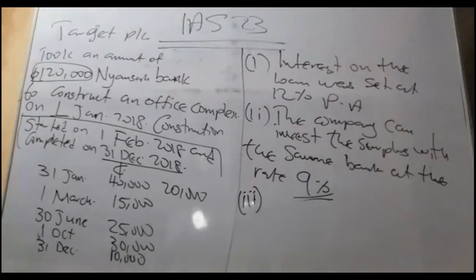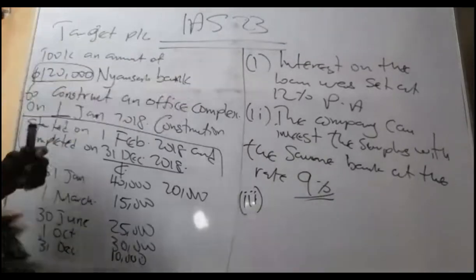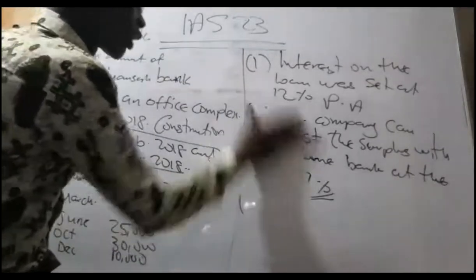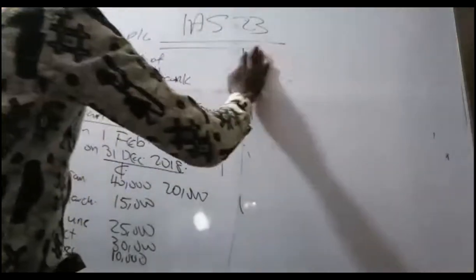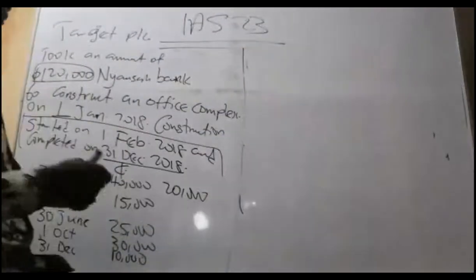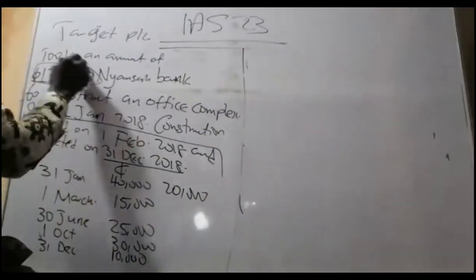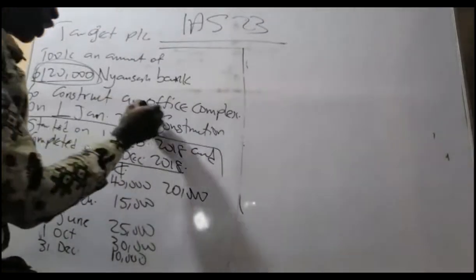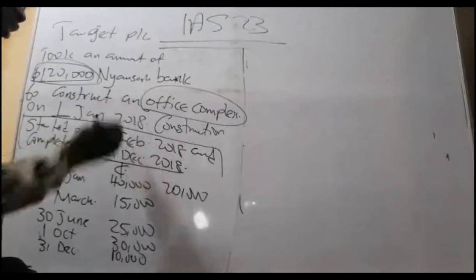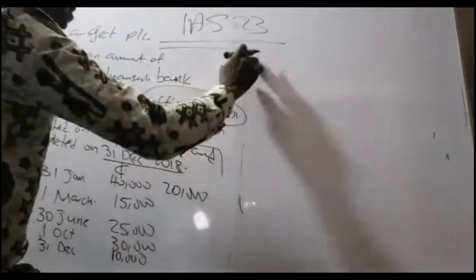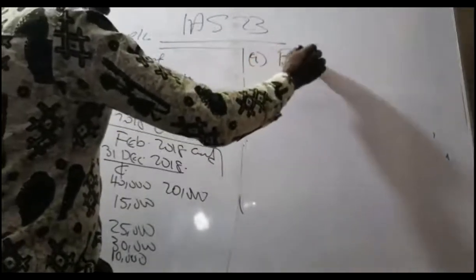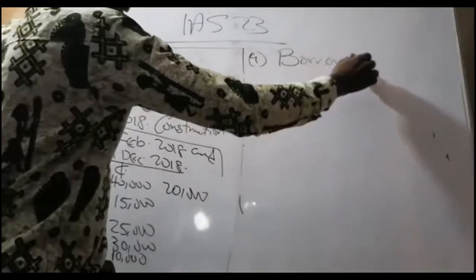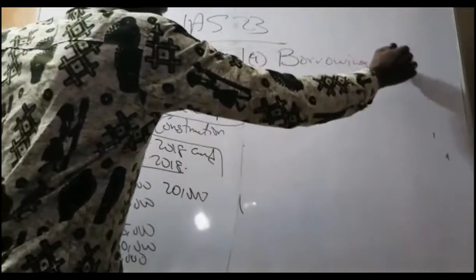Now the note 3. Now let's solve the question. I'll take this section off. Is it a specific borrowing or a general pool of funds? This is specific because they secured a loan to construct an office complex. So it's a qualifying asset. So first, tell the examiner that requirement A: borrowing cost eligible for capitalization.